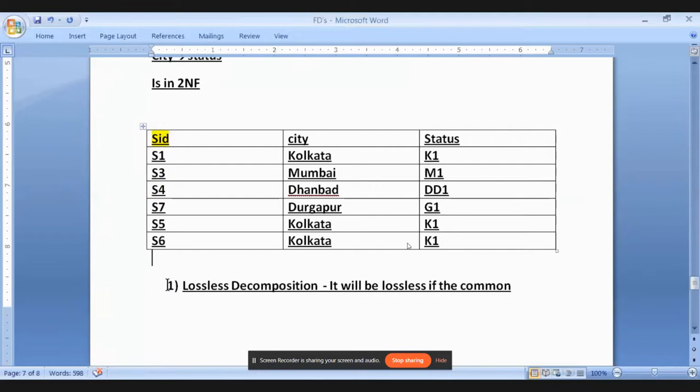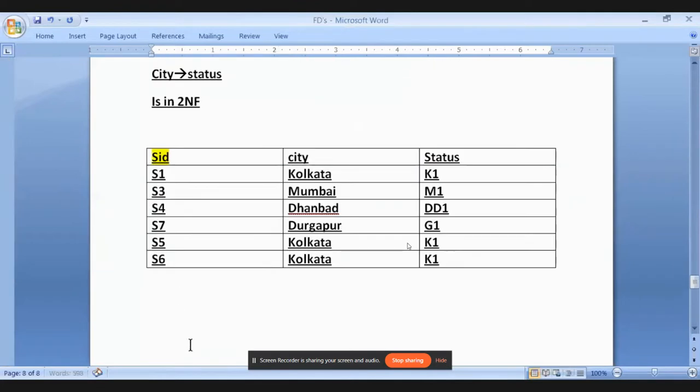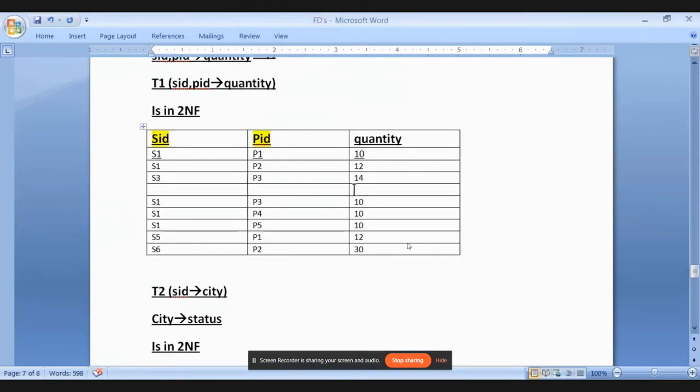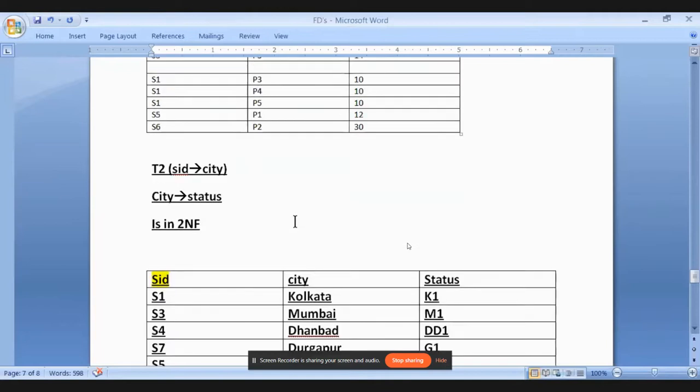Is redundancy present in the T2 table? The city and status attributes are repeated there. But repetition is not redundancy. Please don't say repetition; it can be repeated. Here also I have repetitions, isn't it? P1, P1, P1. But it was necessary information. I had to repeat it.